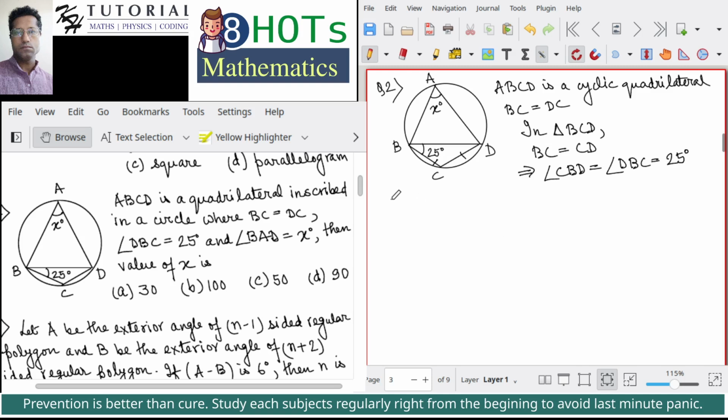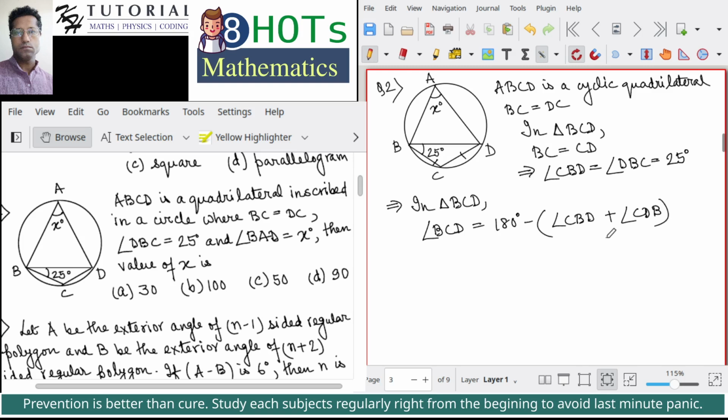Okay. Now, this implies that using the angle sum property, in triangle BCD we can easily find the angle C. So angle BCD will be equal to 180 degrees minus angle CBD plus angle CDB.